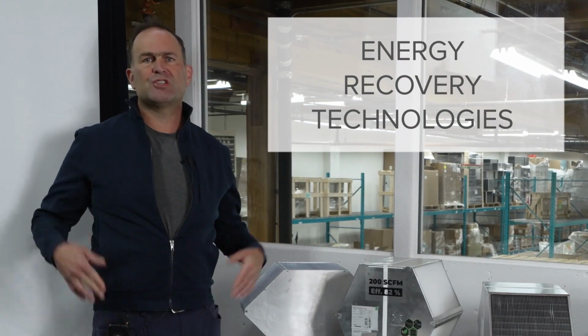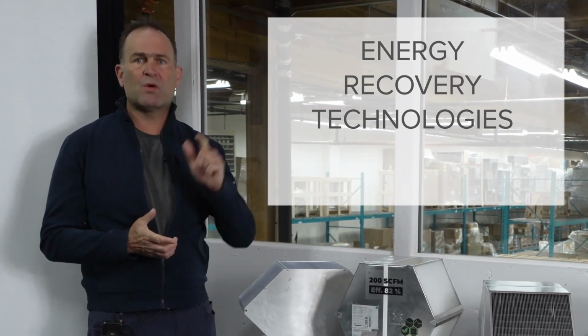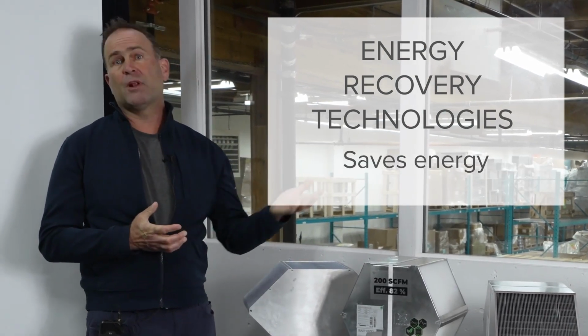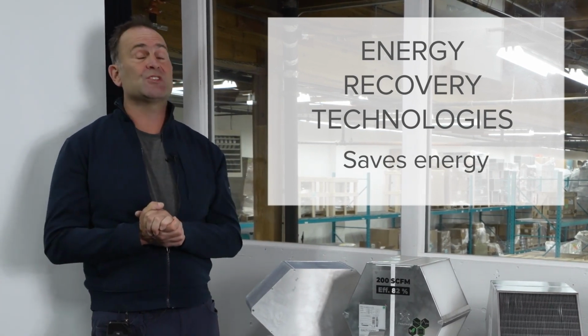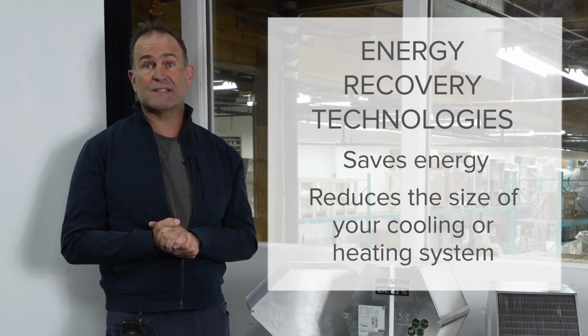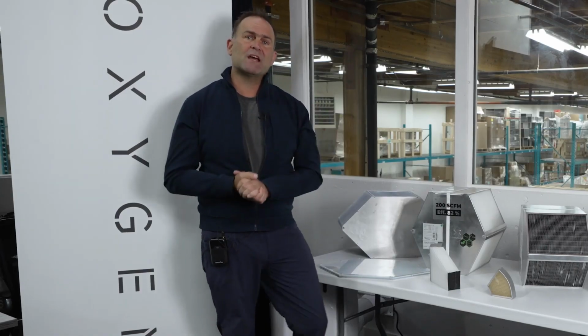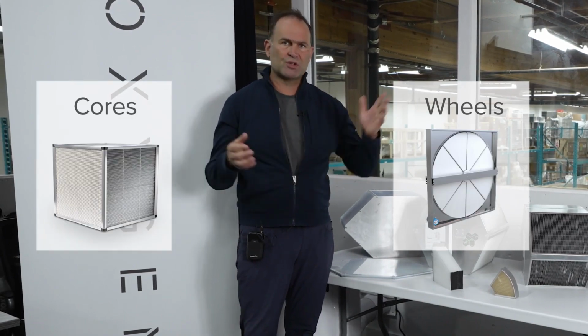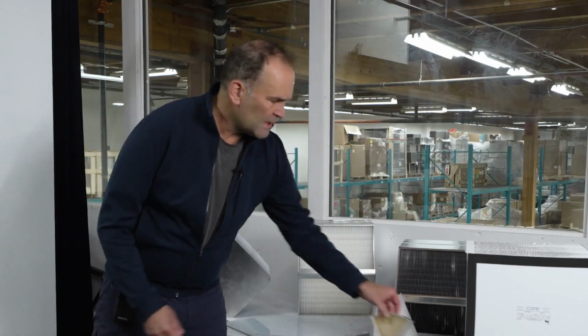Energy recovery technologies are used in ventilation systems to, number one, save energy, both thermal energy and sometimes latent energy as well, and secondly, to reduce the size of your cooling or heating system. There are two main types of energy recovery technologies. There's wheels and then there's cores. So I'll talk first about wheels.